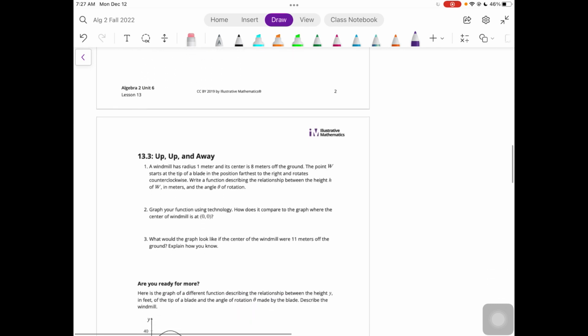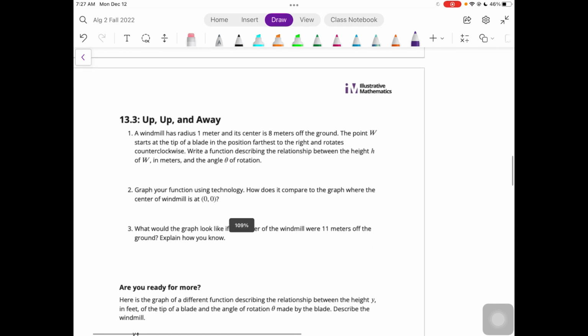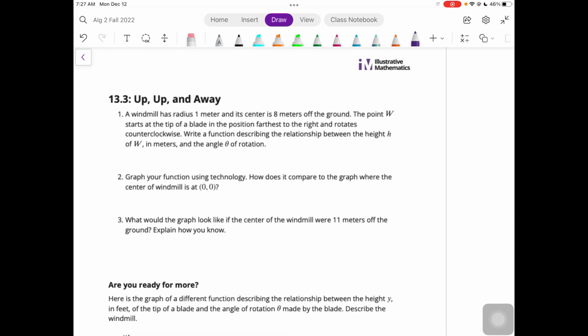All right, let's take a look at 13.3, up, up, and away. So we still have this windmill, and the radius is 1 meter, and its center is 8 meters off the ground, right? So I'm gonna draw a little picture here. We'll draw it over here. So we have, all right, the point W starts at the tip of the blade and the farthest to the right. Okay, so here's W.